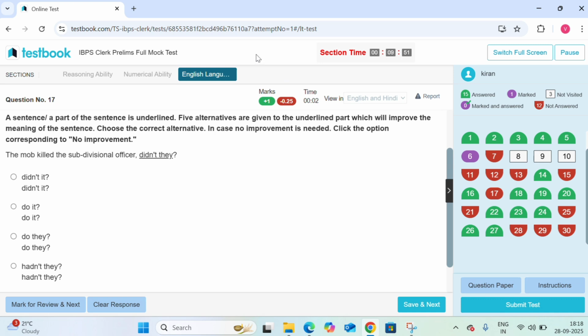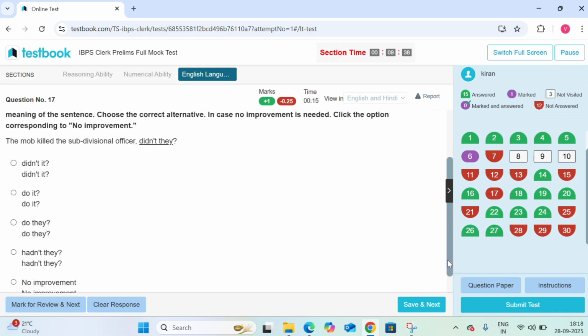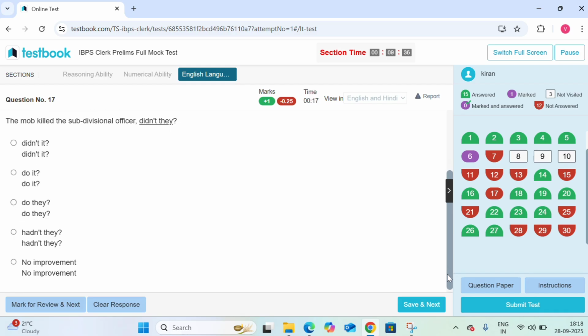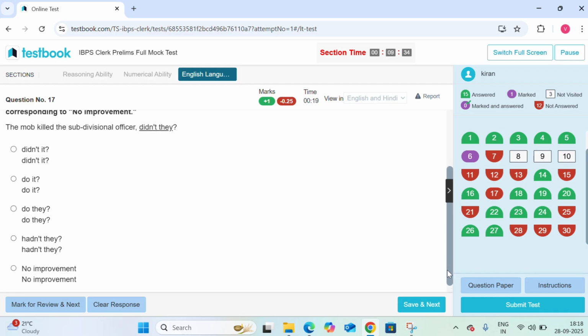The mob killed the sub-divisional officer. Didn't the mob? Didn't they? Hadn't they? Killed the. Didn't they? No improvement. Didn't they? The mob killed the sub-divisional officer. Do they?